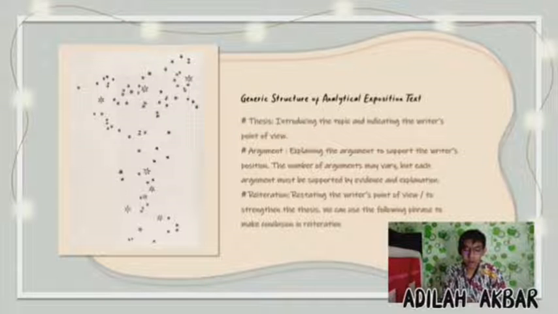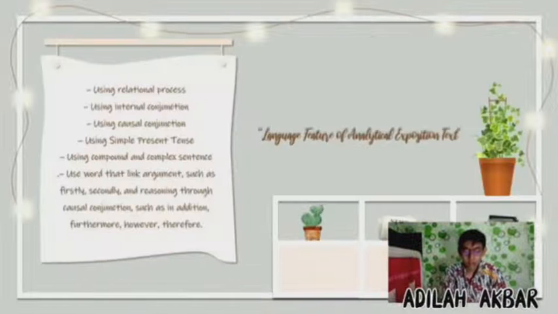The number of arguments may vary, but each argument must be supported by evidence and explanation. Reiteration: restating the writer's point of view or strengthening the thesis. We can use the following parts to make a conclusion and reiteration.